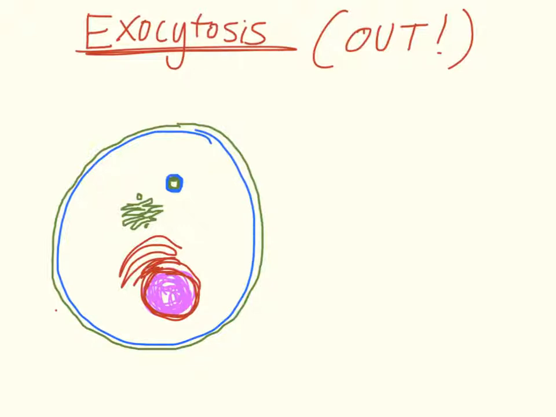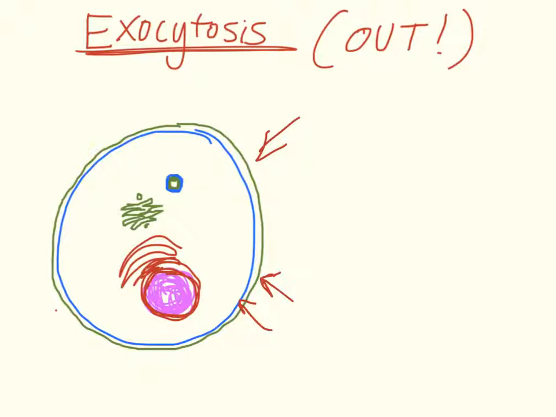So here I have drawn a diagram of a cell. And I drew the plasma membrane in two colors, green and blue. So the outer membrane, or the extracellular membrane of that bilayer, is green, and the inner membrane, or the side facing the cytoplasm, is in blue.